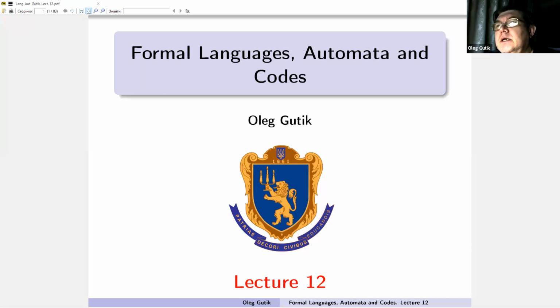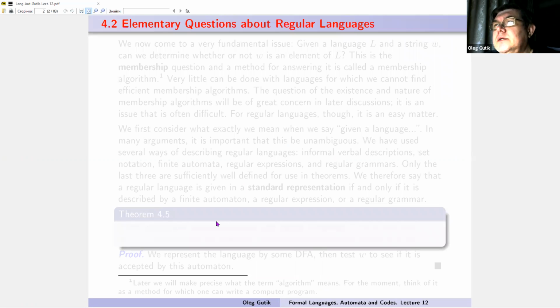Good morning. We continue our course on formal language and pattern codes. Today we have a very short lecture which will be devoted to the following two elementary questions about regular languages.